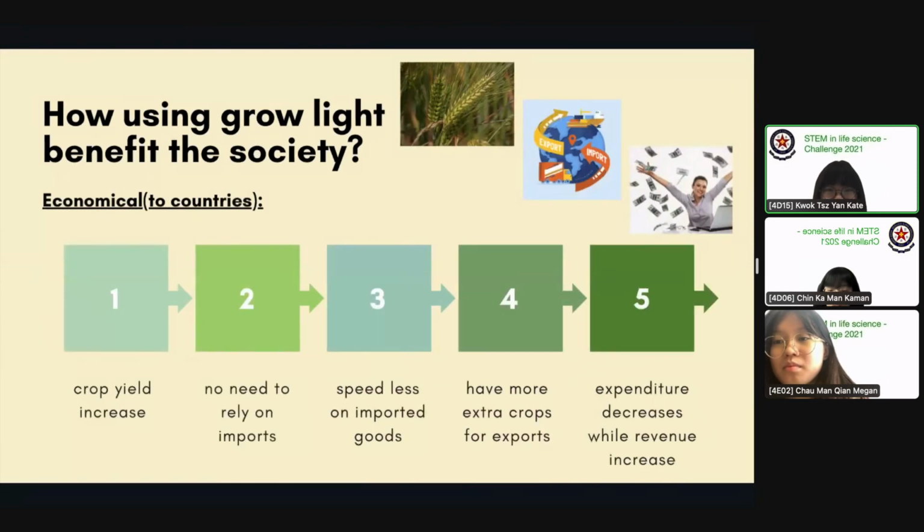To the whole country, crop yield increase allows the country to rely less on imports. It spends less on buying imported goods and has more extra crops for export. The total expenditure on imports reduced while the export revenue increased. It benefits the country's economic development.